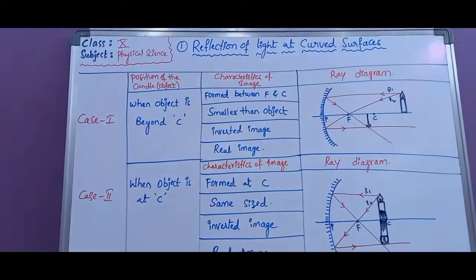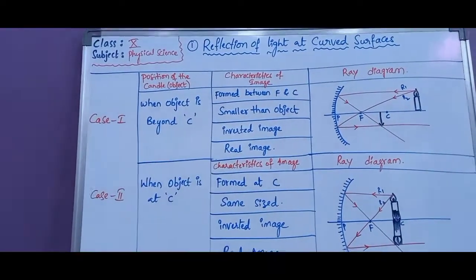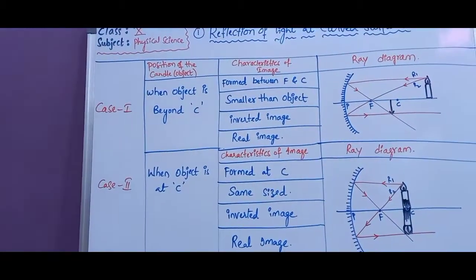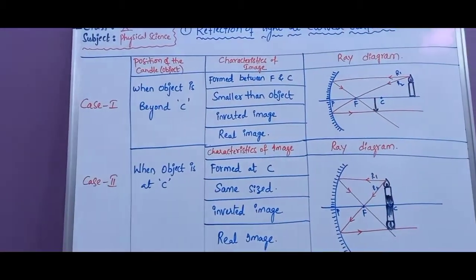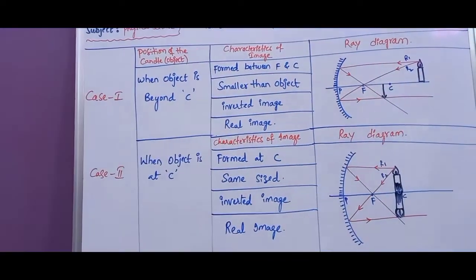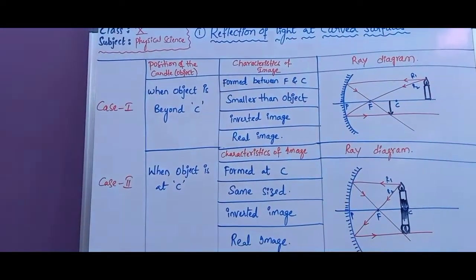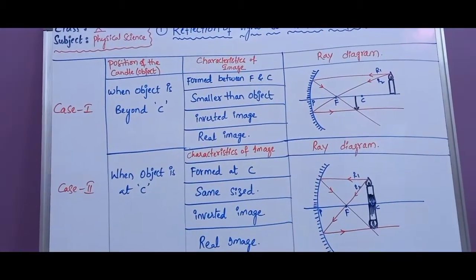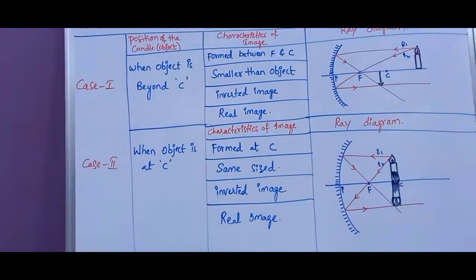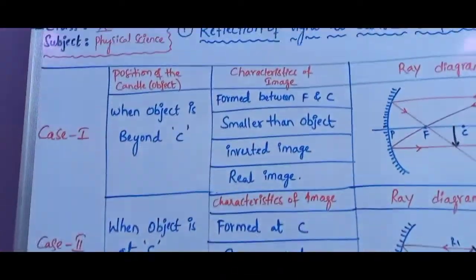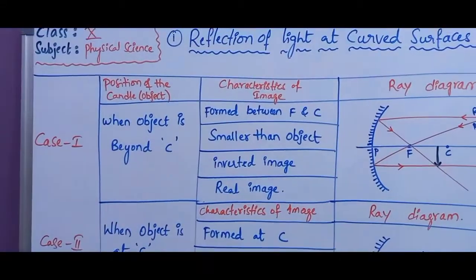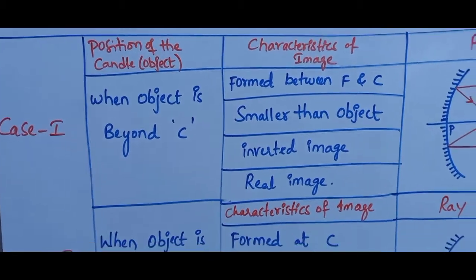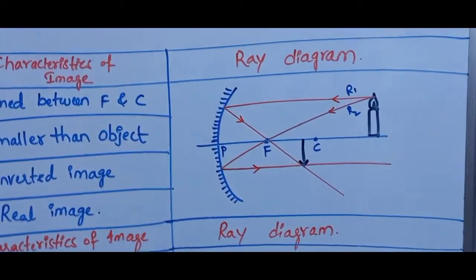For a concave mirror whose focal length is known, for every case as we have seen in the previous table, let us draw ray diagrams using primary rays R1, R2, R3 and observe the characteristics of the image in each case. As part of that, I have drawn here the ray diagrams for case 1 and case 2. Observe carefully. What is case 1? Case 1 is when the object is placed beyond C.